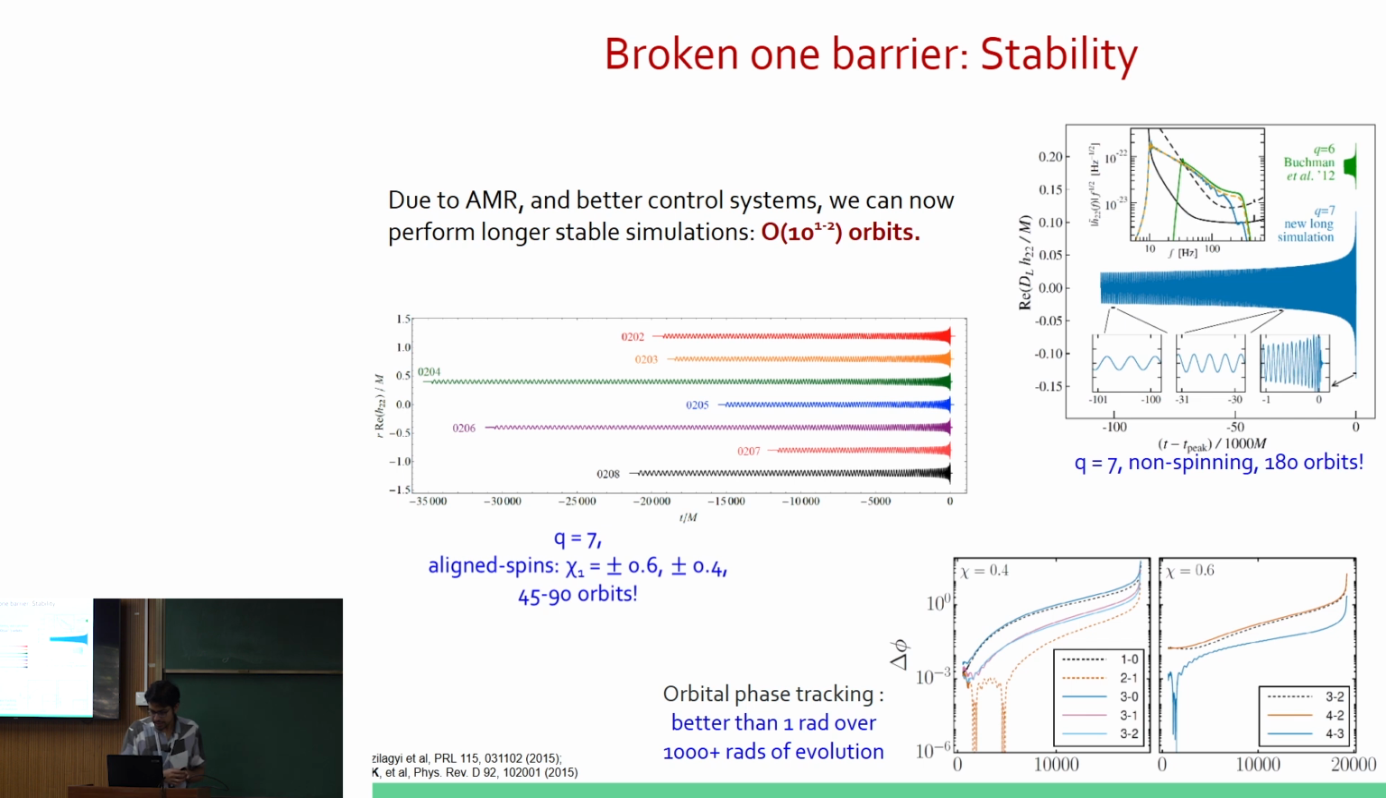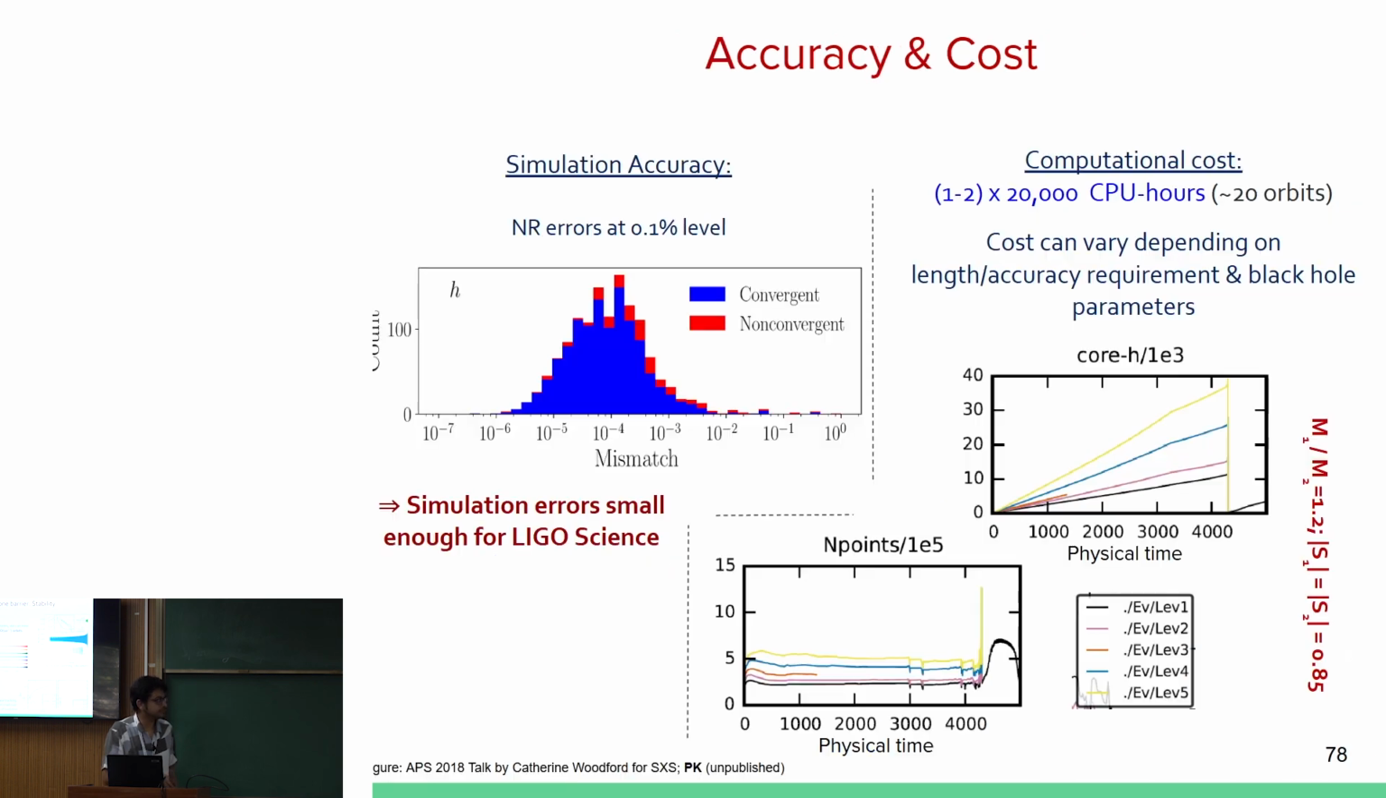Okay. And the bottom figures here show how accurately we track the orbital phase, again at different resolutions. So these integers are resolutions. 0 is the lowest and 3 is the highest here, or 4 is the highest here. So it's 1 minus 0, 2 minus 1, and so on and so forth.